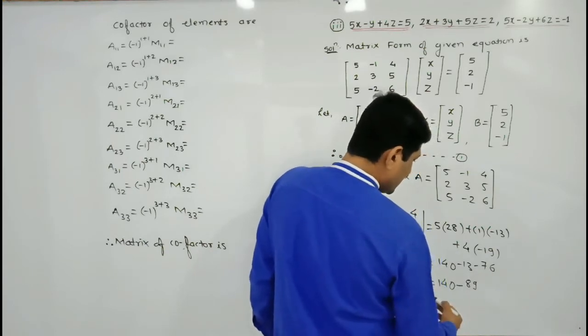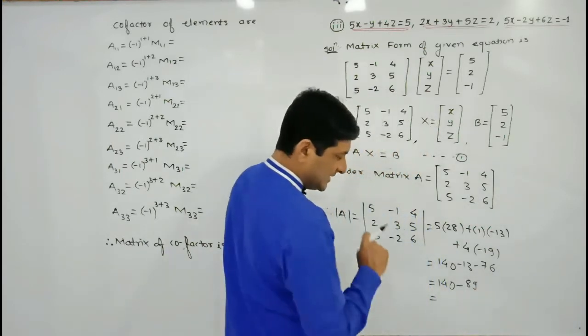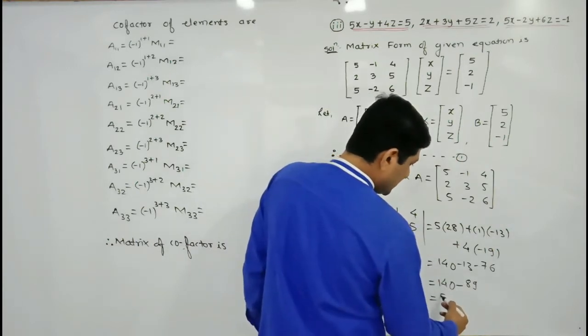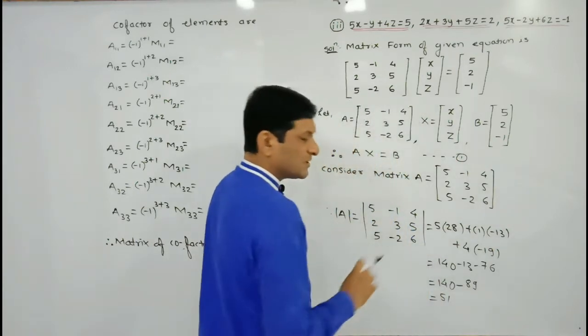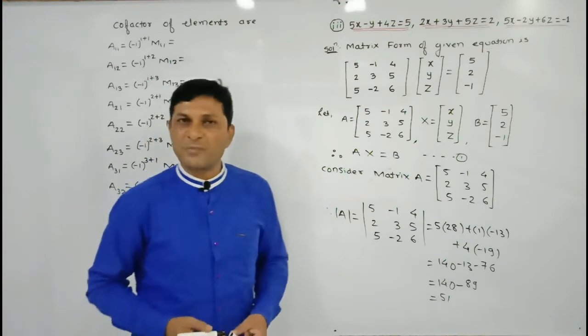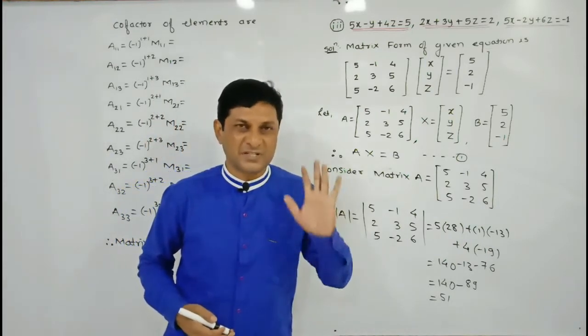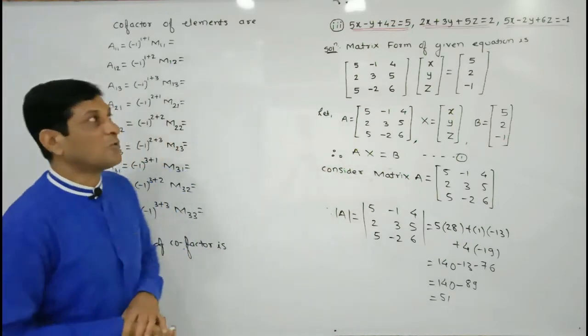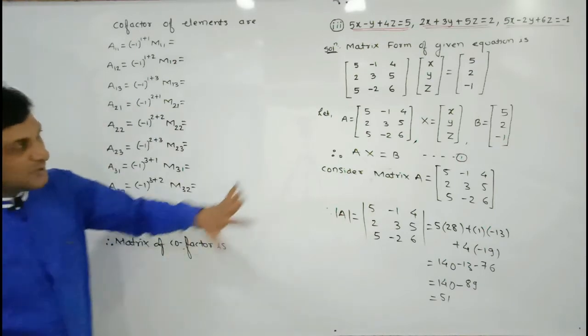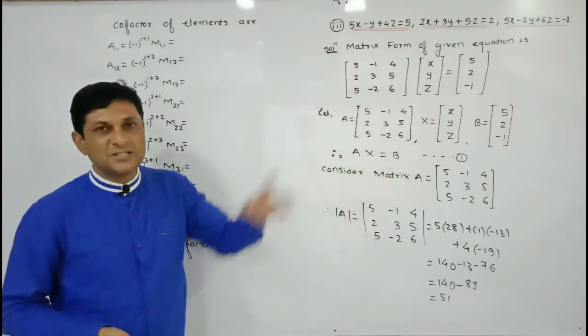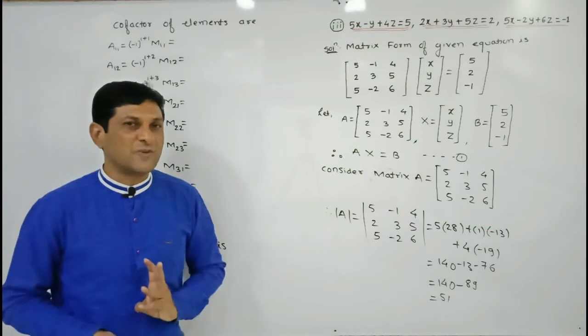So 140 minus 89 will be equal to 51. In this way we have got the determinant of this matrix, which is our first step. The second step is to find the cofactor of all the elements. There are a total of 9 elements in this matrix, and we have a formula to find the cofactor.